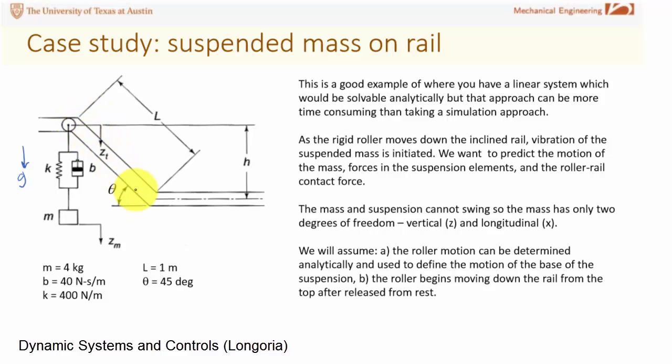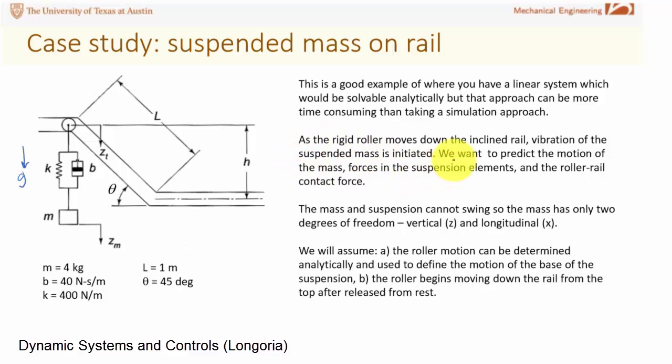There's a length of the rail here that's given as 1 meter. This angle might be something we could also play with, this height. And the stiffness and damping and the mass are given. This is a good example where if you took the time, you could actually solve for the response of the mass analytically, but it would be much more time consuming than even setting up the simulation as I'm going to show here.